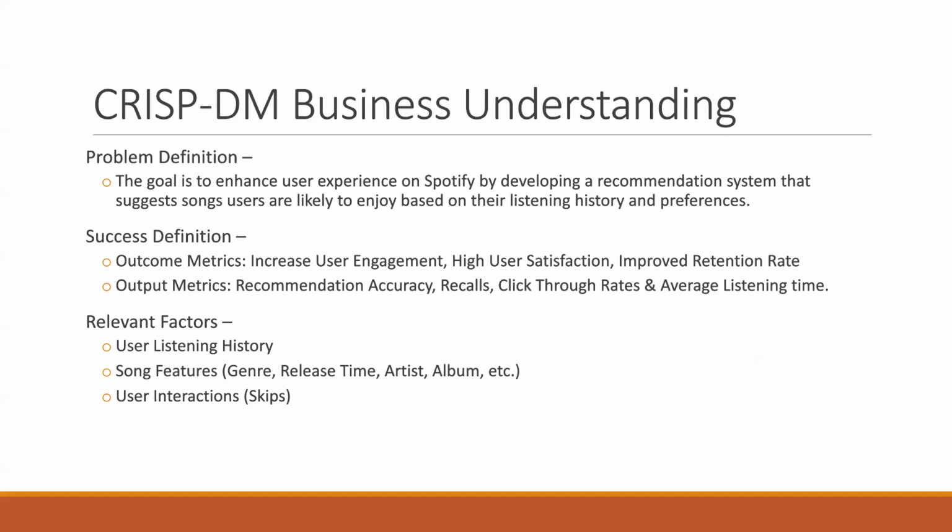All of these things can help me define the success or failure of the algorithm, or the machine learning model. Some of the relevant factors or features I can consider are the user's listening history, like what kind of songs this person has been listening to all throughout his life. On the other side, speaking about the song features: what is the genre, when was it released, who was the artist, what was the album. All of those things can also be considered.